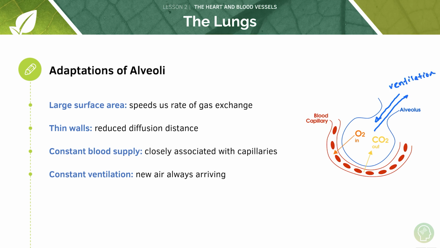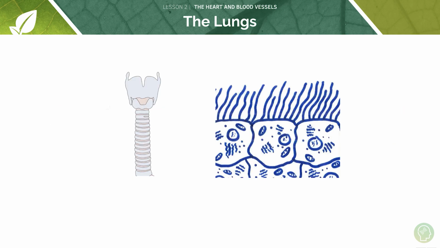And this also ensures maintenance of concentration gradients, because we need a gradient in order for the oxygen to move into the blood and CO2 out. Because remember, diffusion occurs from a high to a low concentration gradient.